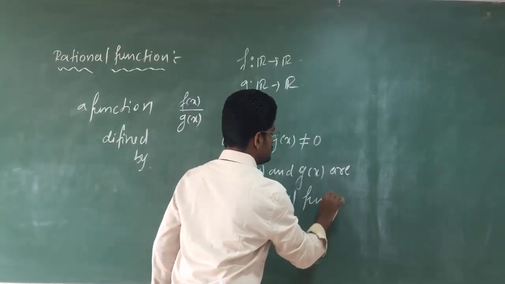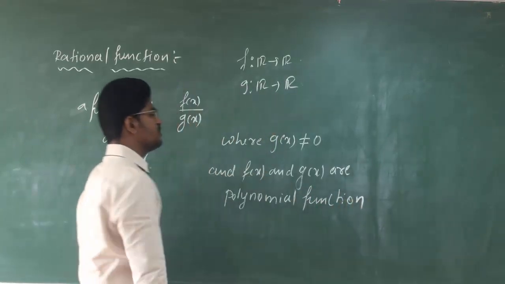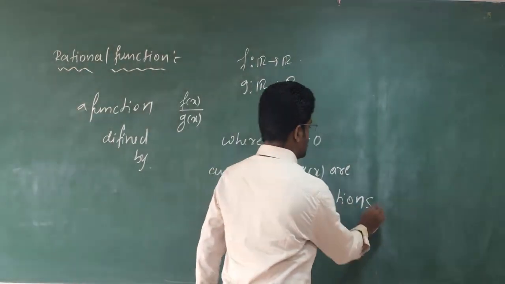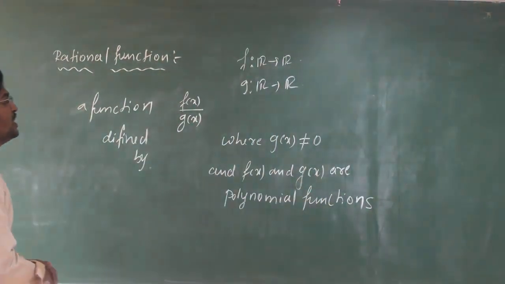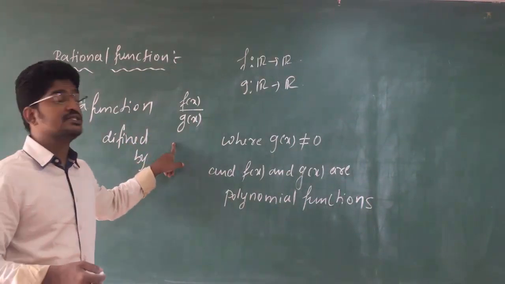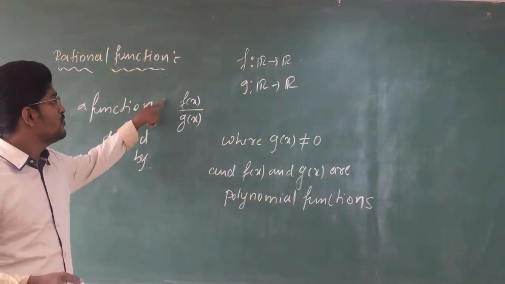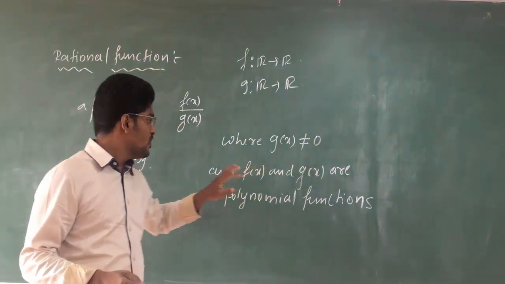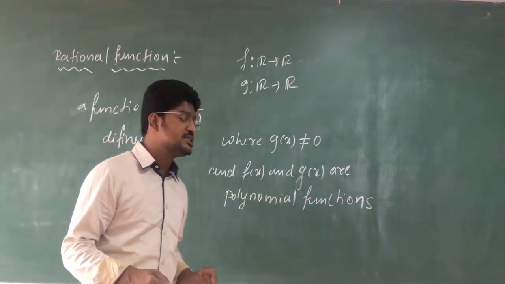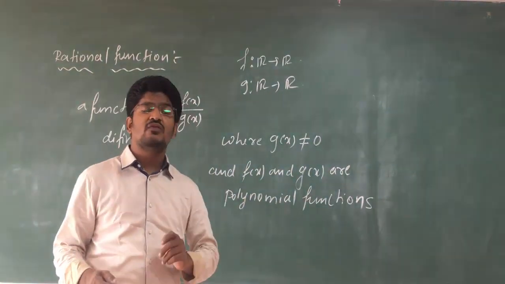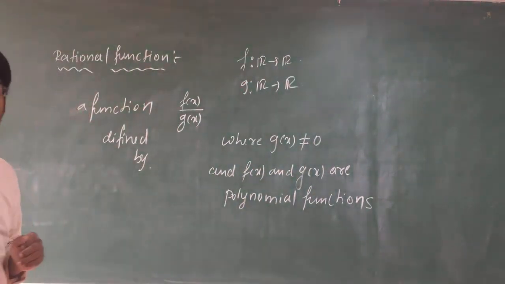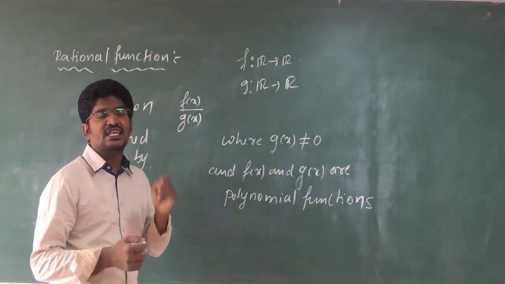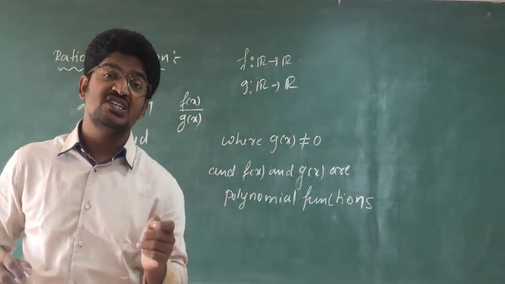Clear? So this type of function is called rational function. Clear? A function defined by f of x divided by g of x, where g of x is not equal to 0 and f of x and g of x are polynomial functions. Clear? So if you see this type of function, then that function is called a rational function.